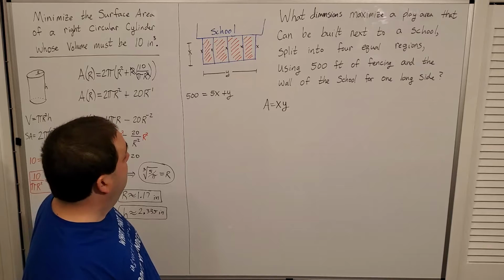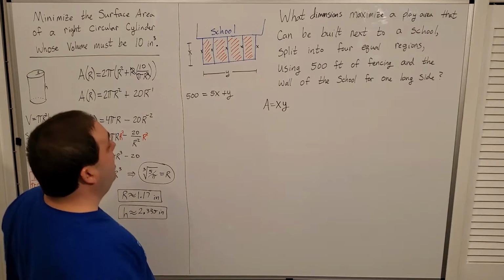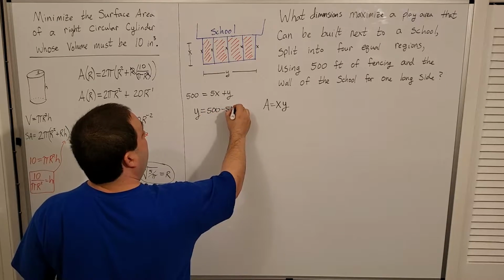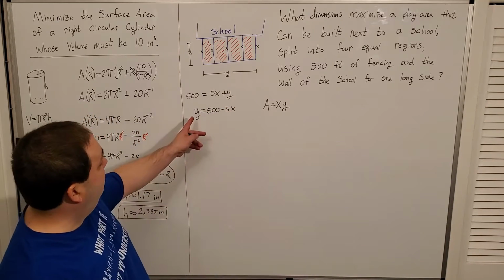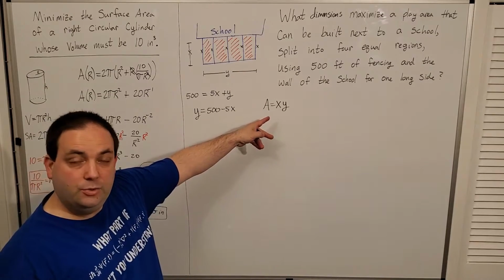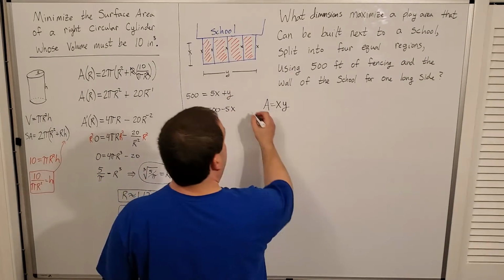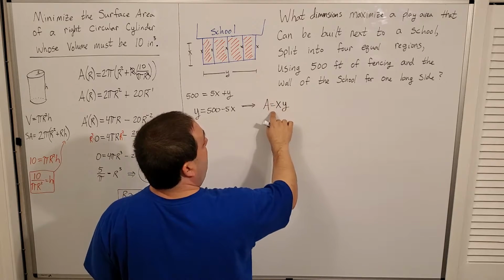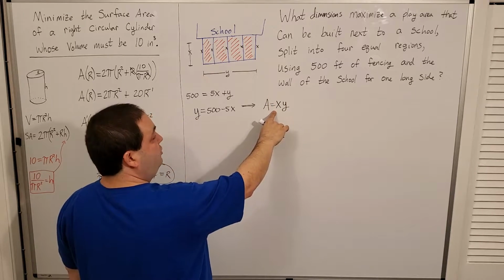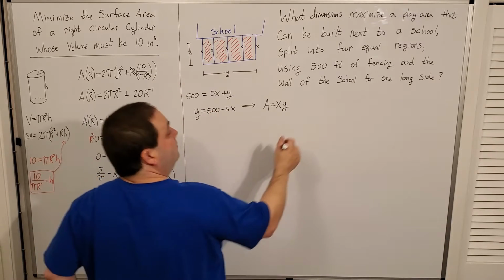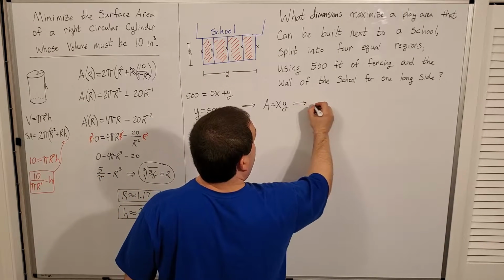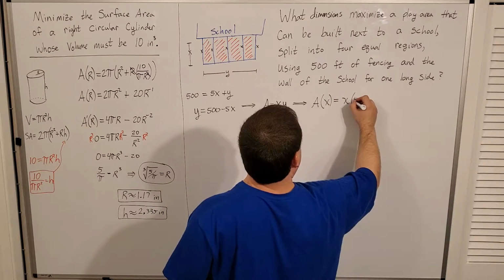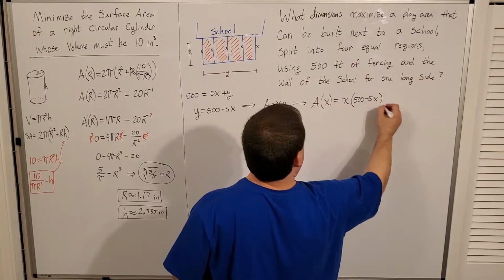All right? Well, I can easily get Y by itself here. Y is going to be equal to 500 minus 5X. And then I can plug that into the area equation here, because this is the thing I want to maximize, right? This is my optimized function. These are my constraints. This tells me that I have an area function of X, which is equal to X times (500 minus 5X).